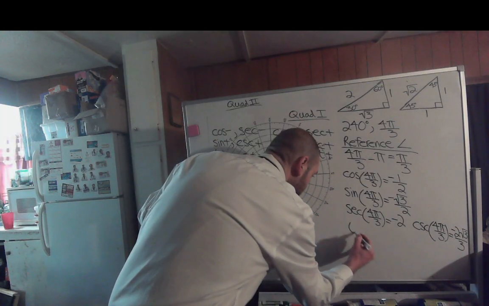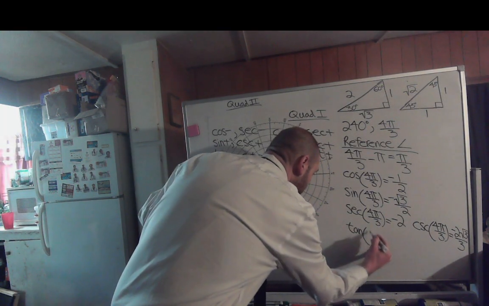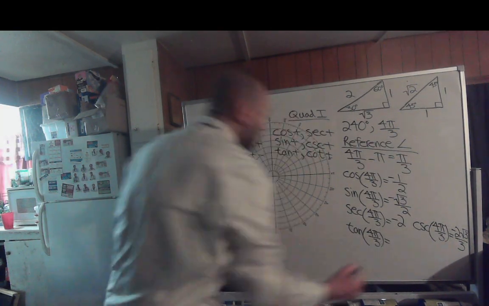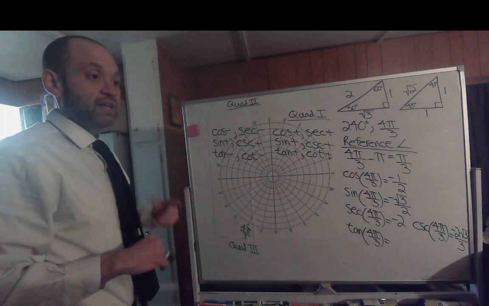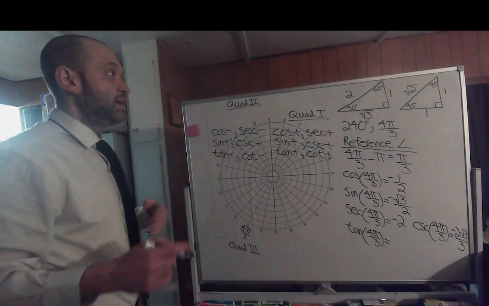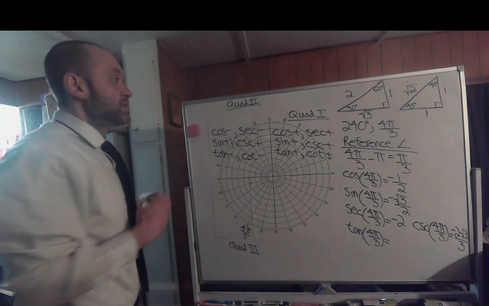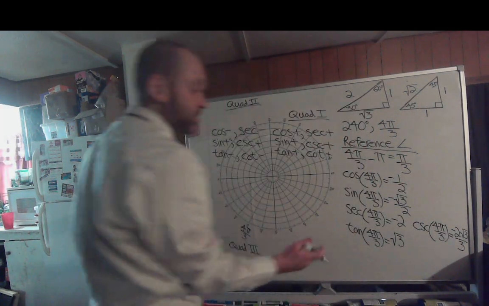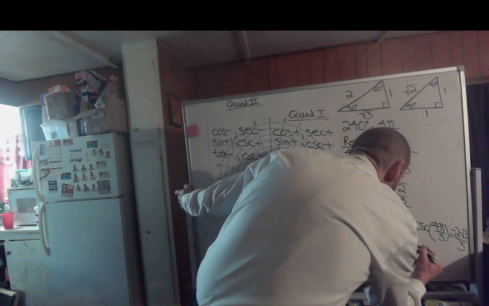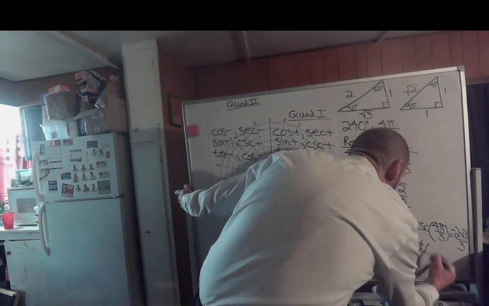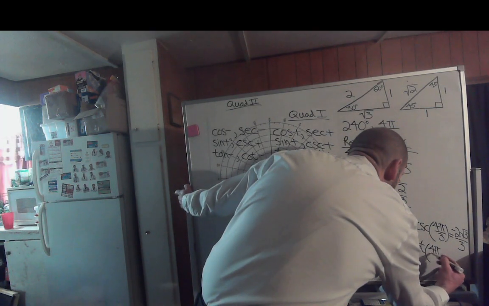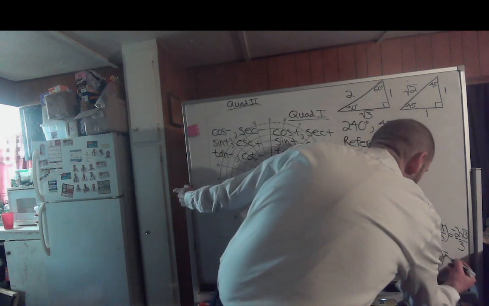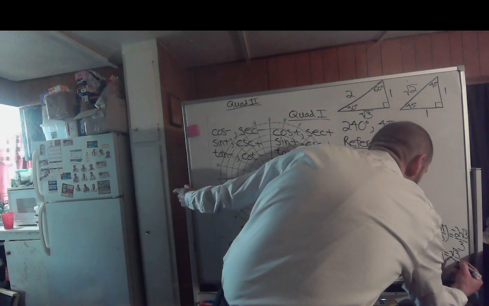Now what about the tangent of 4 pi over 3? Well, it's sine over cosine, so negative divided by negative is positive. So that's actually going to be positive square root of 3 for the tangent of 4 pi over 3. What about the cotangent of 4 pi over 3? Well, that's just 1 divided by tangent. If your tangent's positive, so is your cotangent. That would give you the square root of 3 all over 3.